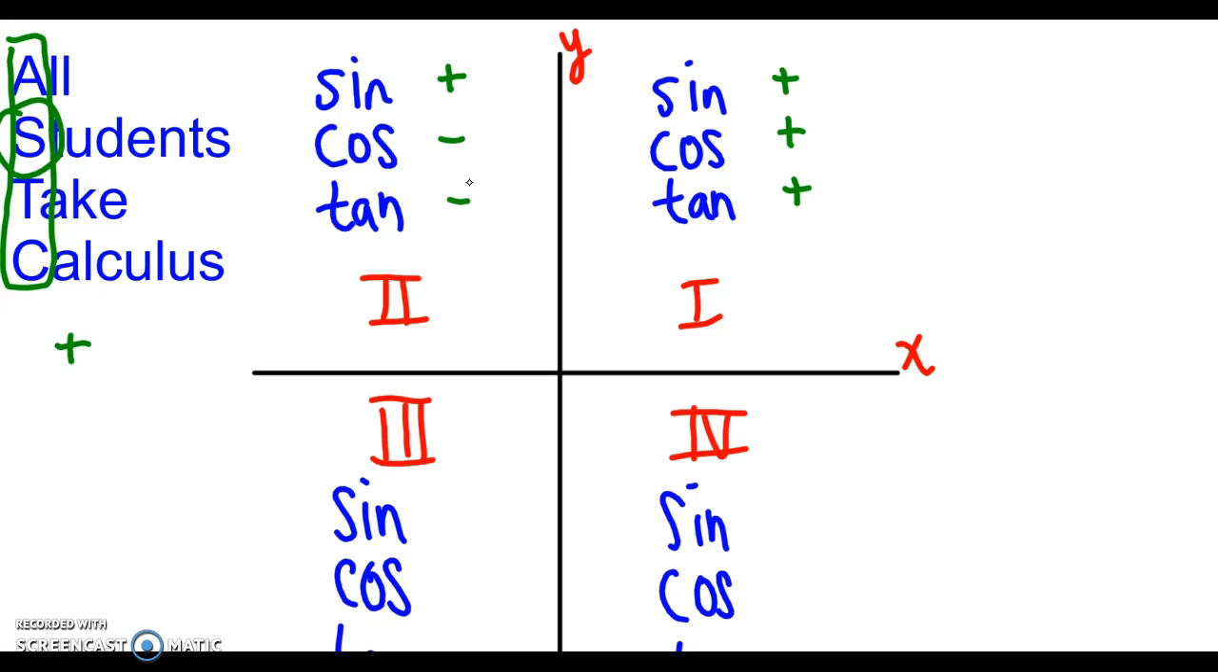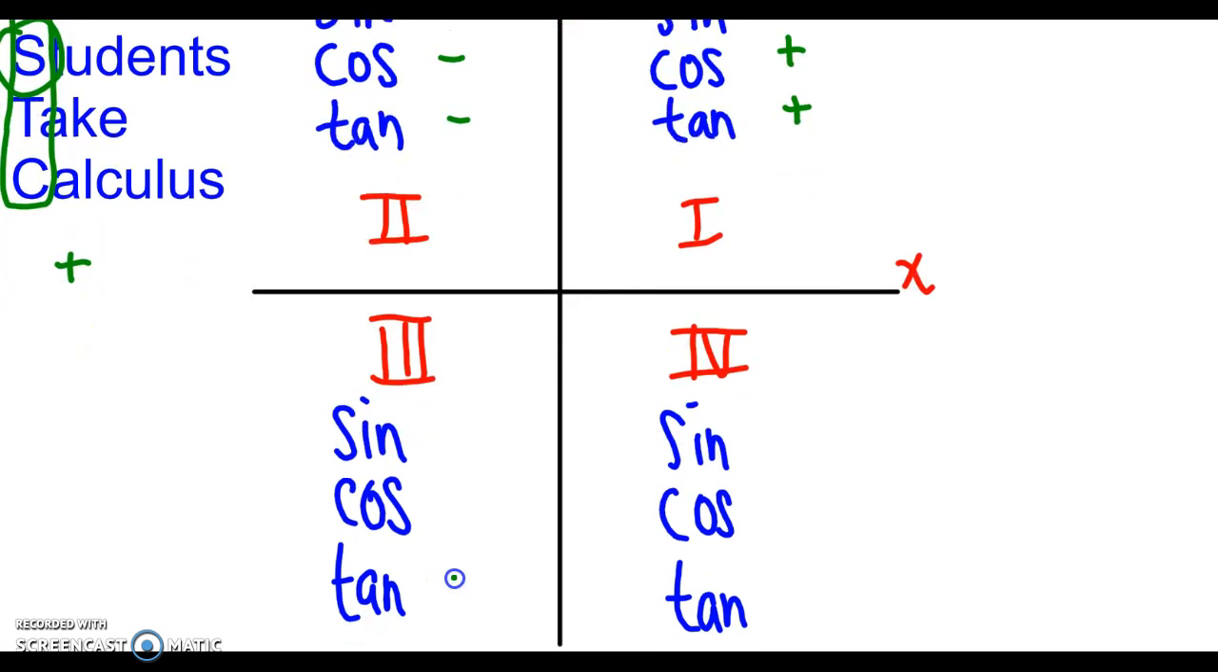And then if we rotate to the 3rd quadrant, we look at T, and so that means tangent is positive, but sine and cosine are both negative. And then finally, the C in calculus is for the 4th quadrant, so cosine is positive and sine and tangent are negative.